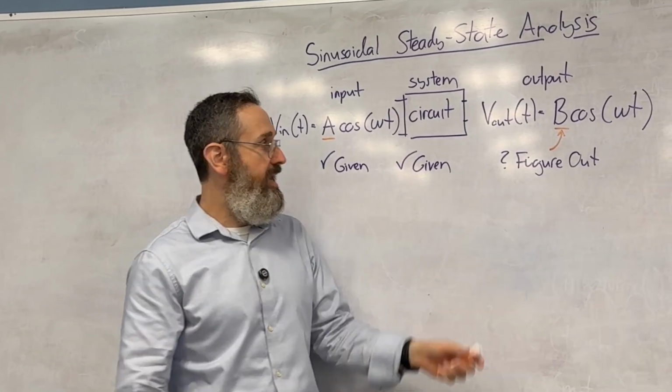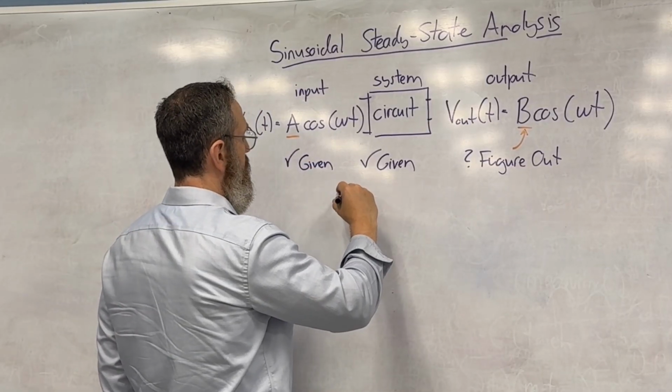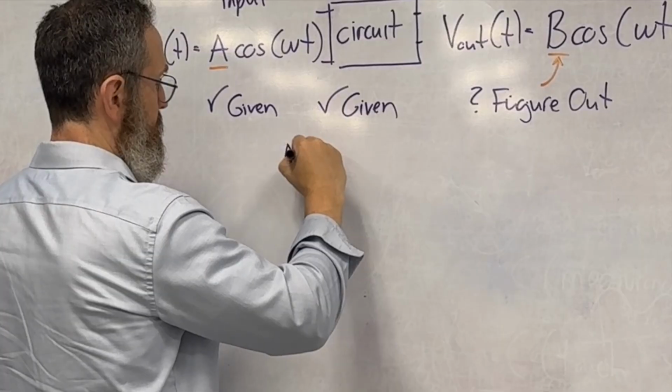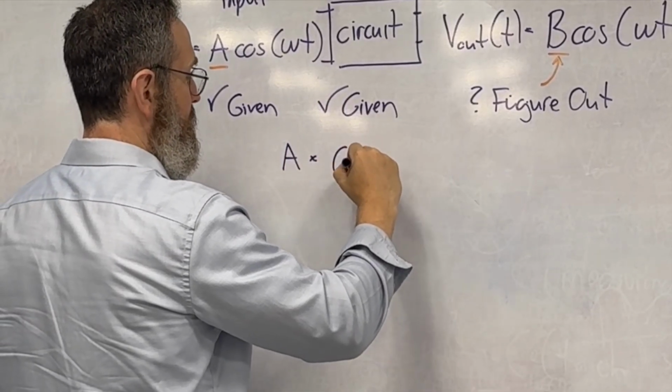Now, right? You can see that. And we can write something else. I'm going to say that A times, I'm going to call something called the gain.